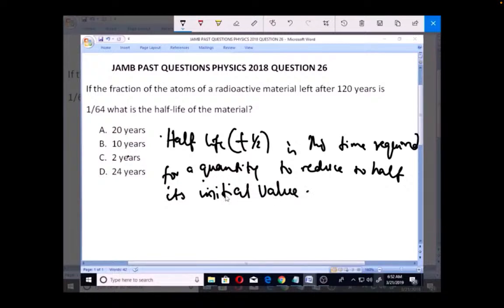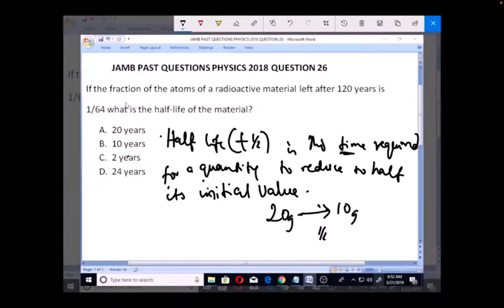So that is half-life. Whenever you say half-life, we're talking about time. The time required for a quantity to reduce to half of its initial value. So let's say the initial value is 20. That time it will take for it to become 10, from 20 gram to 10 gram, that time is known as the half-life.